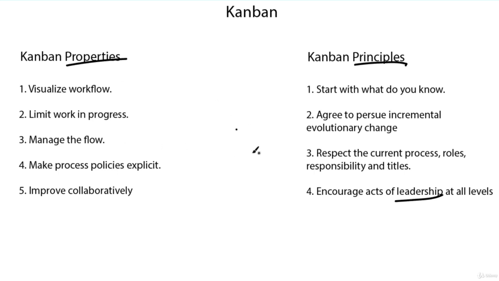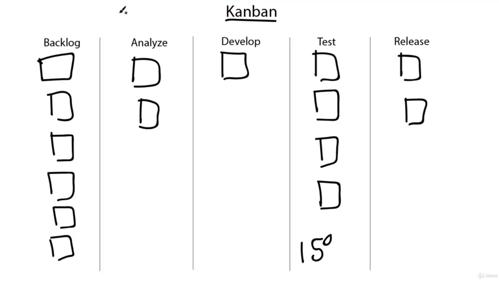And then some of the properties, some of the ways that we can get to these principles is one, visualize the workflow. That's very important with Kanban. We want to put it up on a giant wall or on a website or where everyone can access it so that we can look at the workflow and what is the problem. With this, we obviously see that we have the problem in testing and we need to work with it.